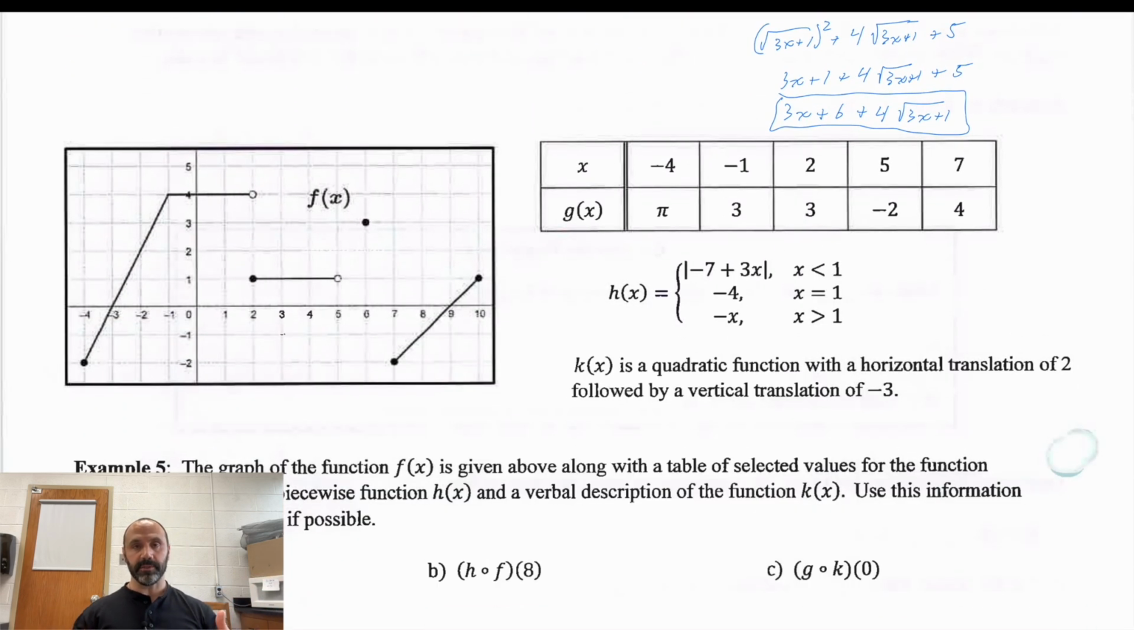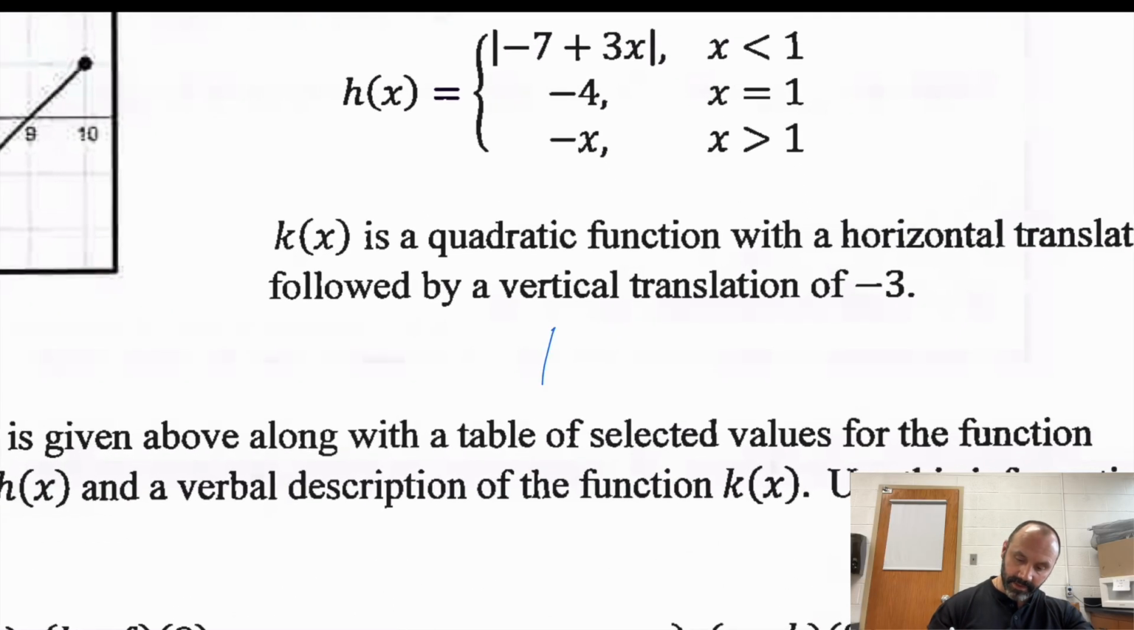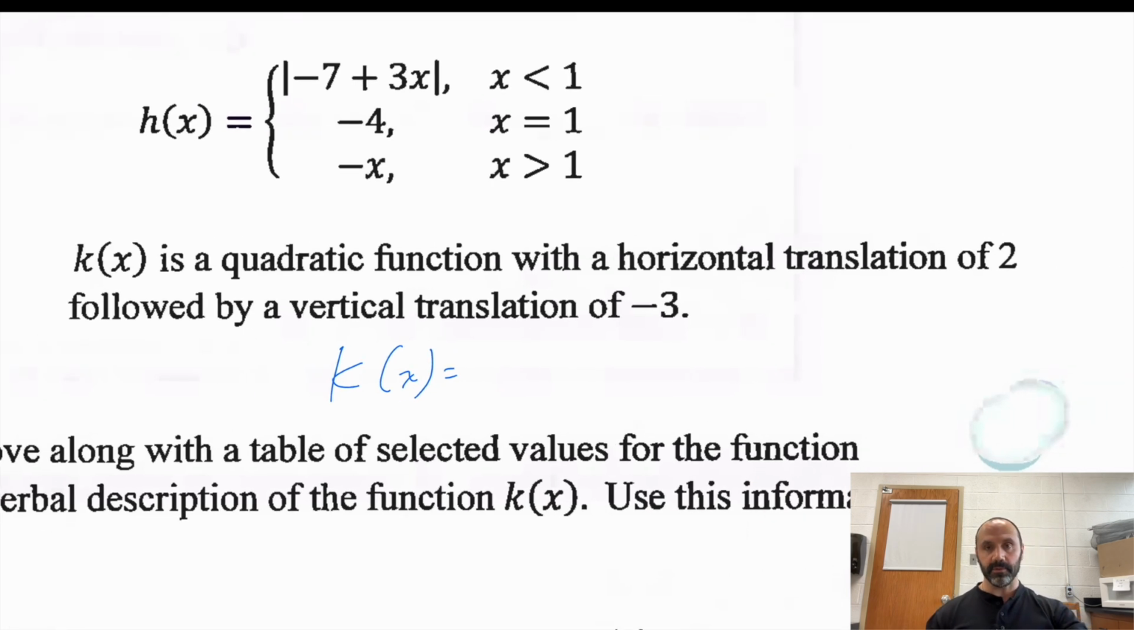We don't always have to have equations. Again, sometimes the output machine, you don't see what the function is, but you're just given a graph or a table, but all the same rules still apply. Even k of x, what I would recommend for k of x is actually to write out what the expression looks like, because it says it's a quadratic function with a horizontal translation of 2, followed by a vertical translation of negative 3. You could do that manually, but you can take that and actually find an expression for it. So this k of x is going to be, so a horizontal translation of 2, side to side.